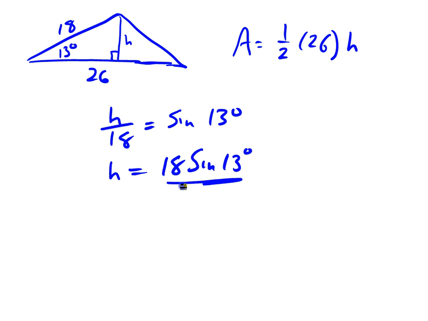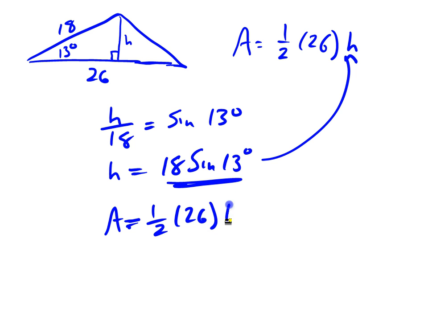And then I can use that number, whatever it is, in here. And so the area is going to be 1/2 of 26 times 18 times the sine of 13 degrees. I'm going to type that all into my calculator and get what the area is.